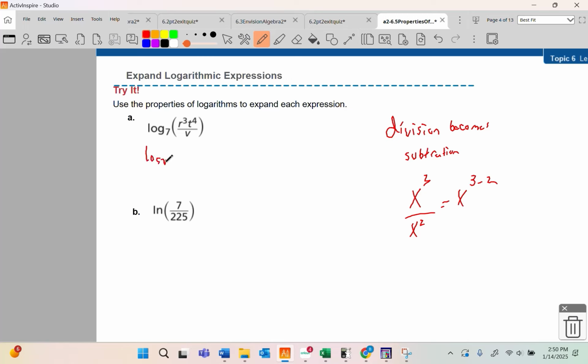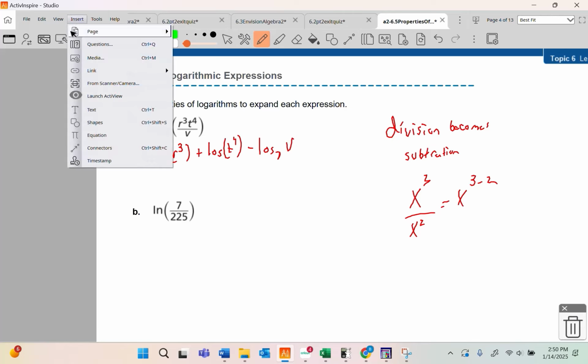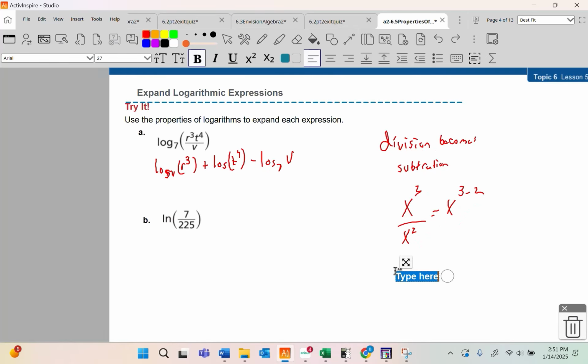Anything in the numerator, it's a bad looking log, is addition. And anything in the denominator is subtraction. In fact, I'm going to type that out. So what I just said was anything in the numerator becomes addition. Anything in the denominator becomes subtraction. That's how this works. All right? Plain and simple.